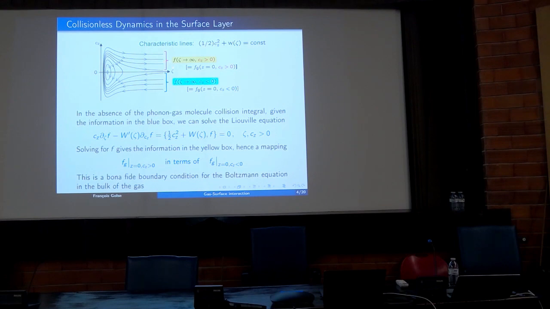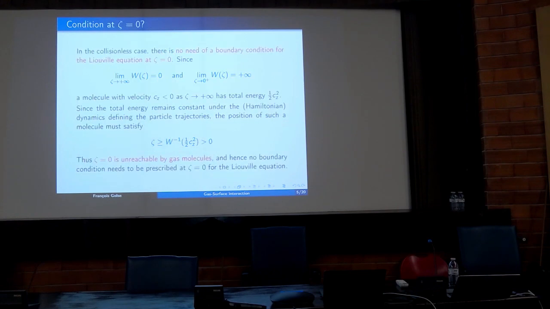So it's a very simple model for which you have essentially no thermalization with the wall. But of course, this is a bona fide boundary condition for the Boltzmann equation, which gives you the density of gas particles entering the bulk of the gas in terms of that approaching the wall, right? But here you have essentially no thermodynamics with the interaction of the wall. So if you want to do that, you have to add some kind of collision integral with the phonons on the wall, and this is what I'm going to show in a minute.